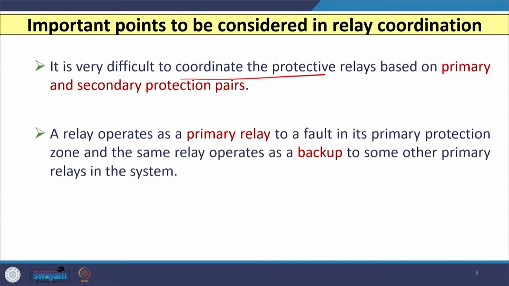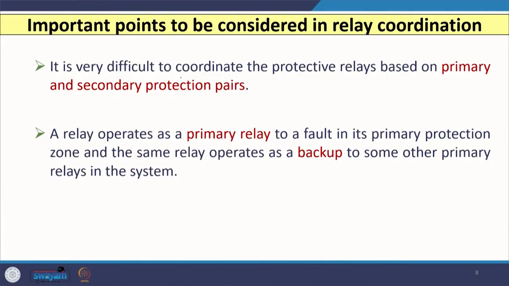So, it is very difficult to find out which relay will provide backup and which relay will act as a primary relay when we are talking about an interconnected distribution network. A relay which operates as a primary relay for a particular fault in its primary protection zone can also act as a backup.